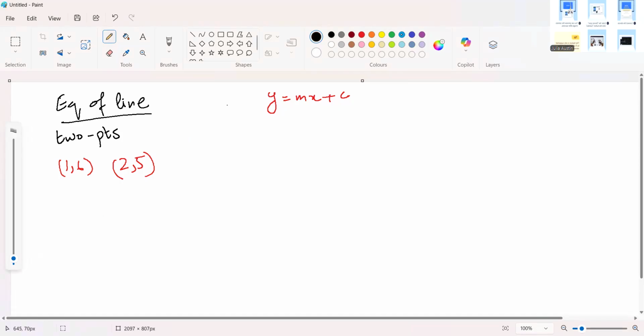Generally speaking, we know that y is equal to mx plus c, where m is the gradient and c is the intercept, or generally known as the y-intercept. So if only 2 points are given, the formula for the equation of the line is y minus y1 is equal to m times (x minus x1). I'm not going to add a plus c here, where m is the gradient, and in place of y, I'm using y minus y1, and in place of x, I'm using x minus x1.